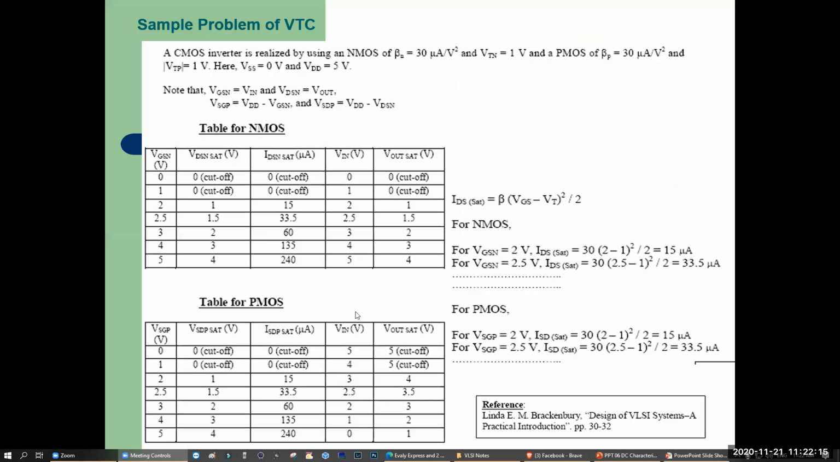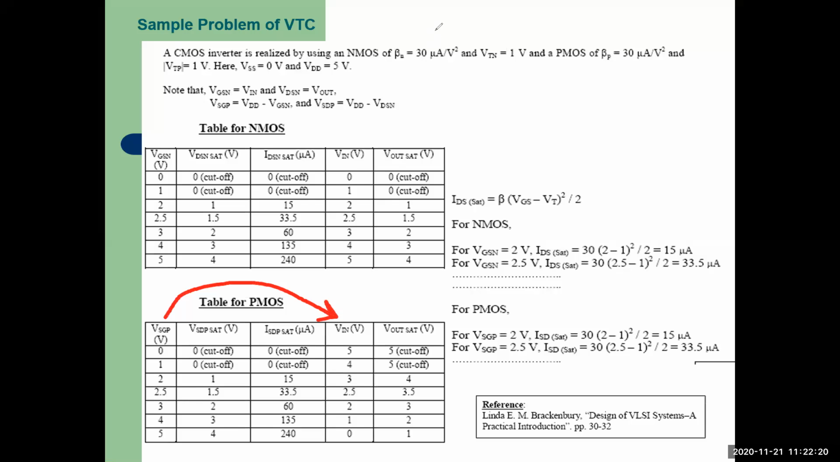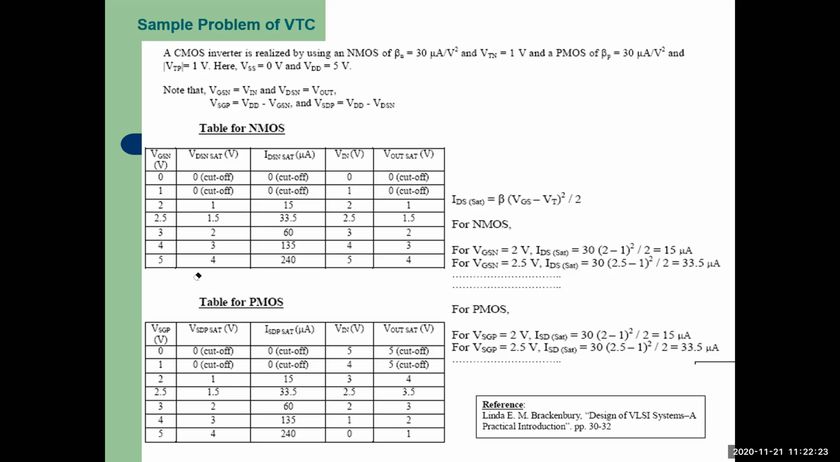So this time it will not go directly here. It will go after deduction from 5. So 5 minus VSG, then it will go here. So 5 minus 0 is equal to 5. 5 minus 1 is equal to 4. 5 minus 2 is equal to 3. 5 minus 4 is equal to 1. 5 minus 5 is equal to 0. Understood? Yes, sir.